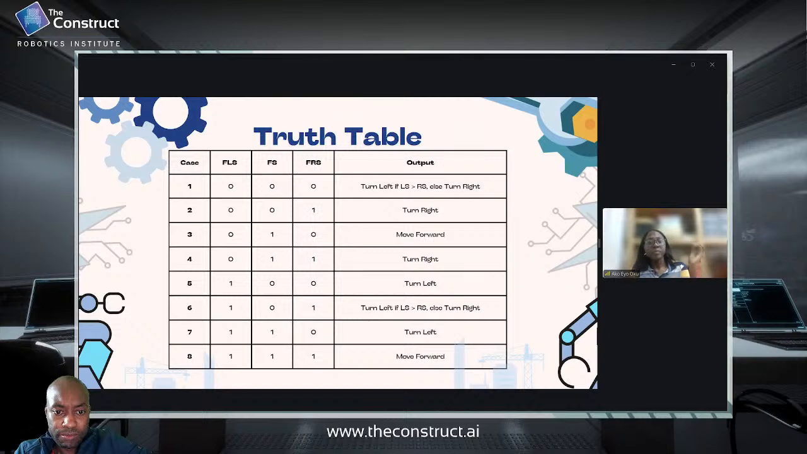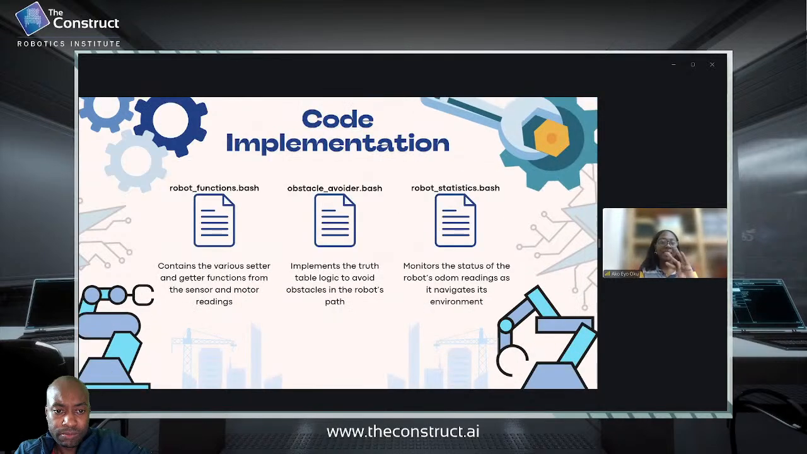And the files that I created and implemented code in was the robot functions.bash file, which contains the various setter and getter functions from the sensor and motor readings. The obstacle avoider.bash, which implements the truth table logic that I showed earlier to avoid obstacles in the robot's path. And then the robot statistics, which monitors the status of the robot's ODOM readings as it navigates its environment.